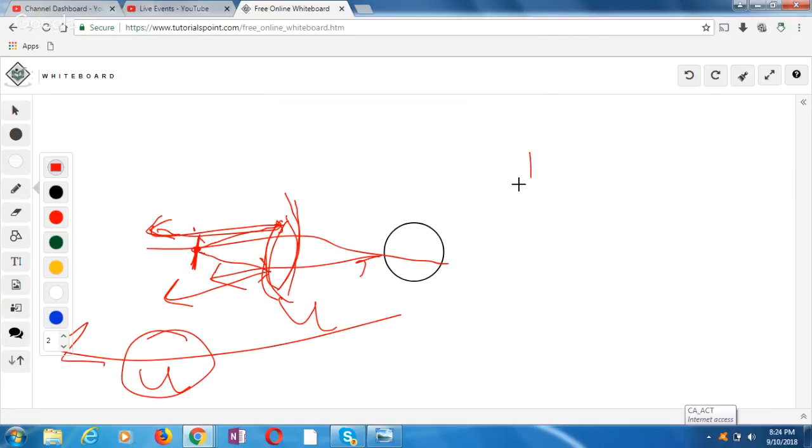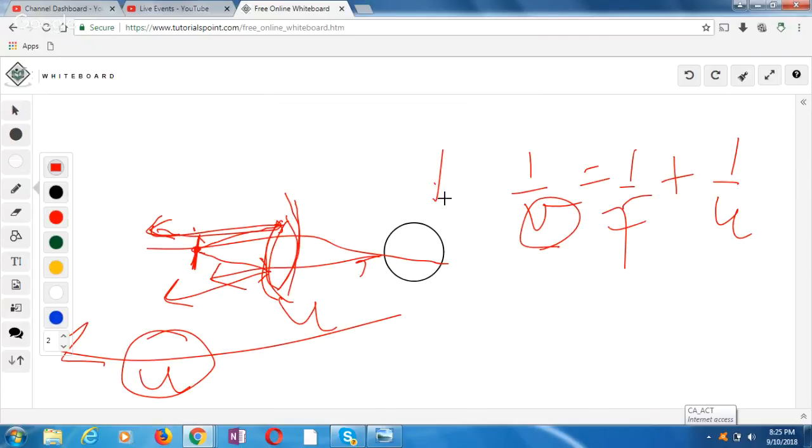I am again saying 1 by V is equal to 1 by F plus 1 by U. Now this V has to be reduced. Why does V have to be reduced? Because the image is getting formed after the retina. It has to be formed at the retina. It means the distance between the lens and retina has changed. Now I have to change my V according to that. Hence V has to be reduced.